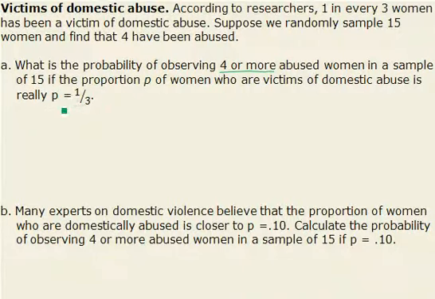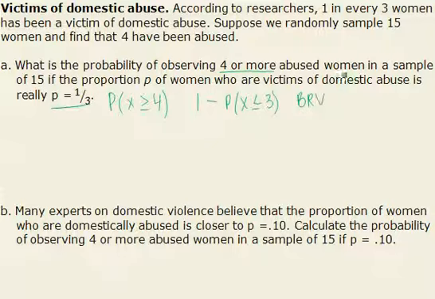For this, because our proportion is 1/3, we can't use our chart in the back of the book, so I'm going to look at this as the probability of observing x that is greater than or equal to 4, which I know is the same as 1 minus the probability of x is less than or equal to 3. Now I'm going to use my binomial random variable theorem to find the probability at 3, 2, 1, and 0.